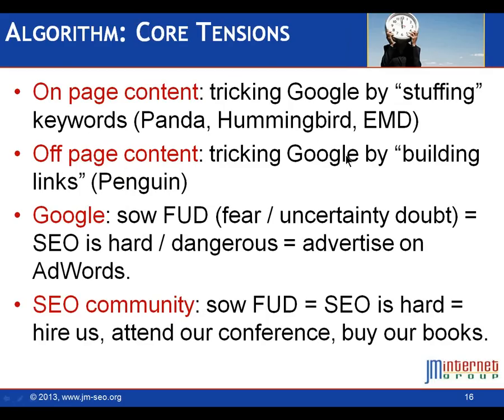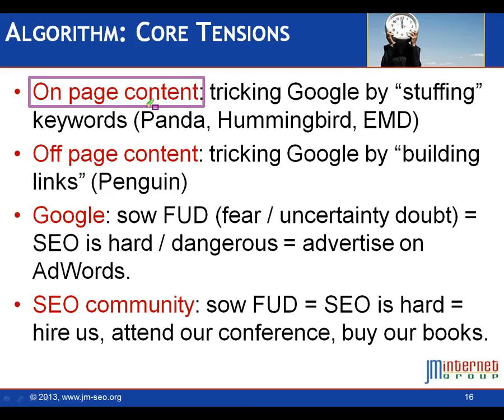Let's talk about tensions. So remember I said, have a mental model of how Google works. So mental model on page is like your resume. So what did SEOs do? They try to trick Google by stuffing keywords. What's the response? The response by Google is Panda, which degrades low-quality content, keyword stuffing, Hummingbird, which is going towards natural search queries, latent semantic indexing, and the EMD, which was a penalty against exact match domains.